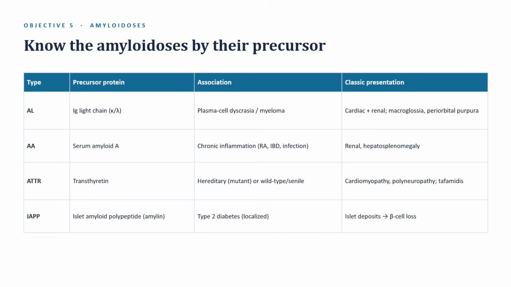ATTR is transthyretin, either a hereditary mutant form or the wild-type senile form, and it typically causes cardiomyopathy and polyneuropathy. The drug tafamidis is aimed right at it, and IAPP, or amylin, is a localized amyloid that deposits in the pancreatic islets in type 2 diabetes. One question on the memory hook. The precursor tells you the disease. Remember, the precursor tells you the disease.